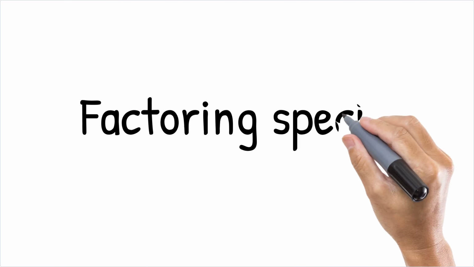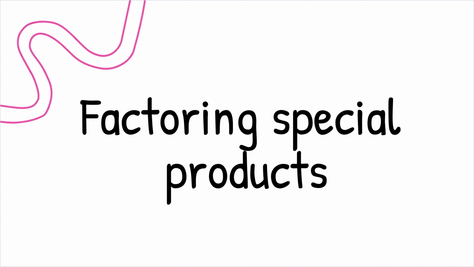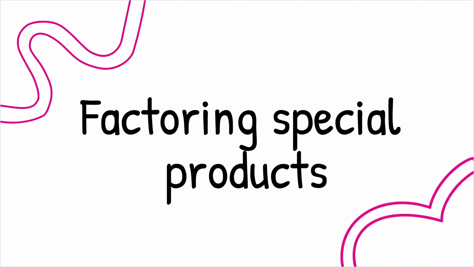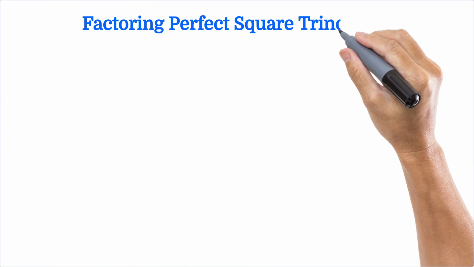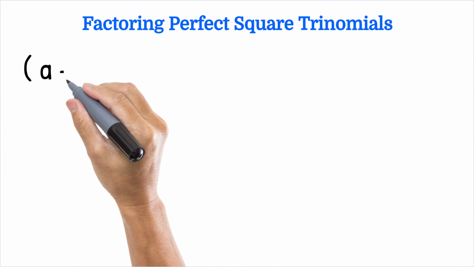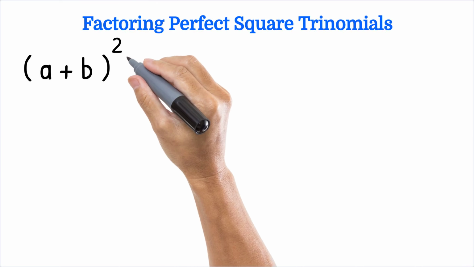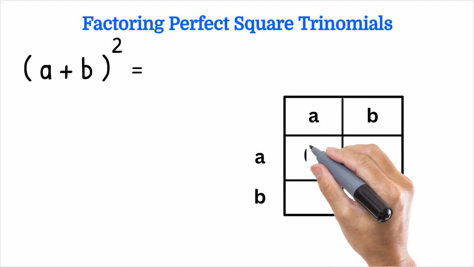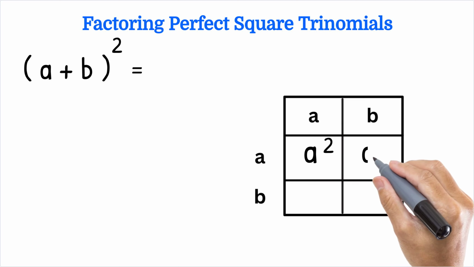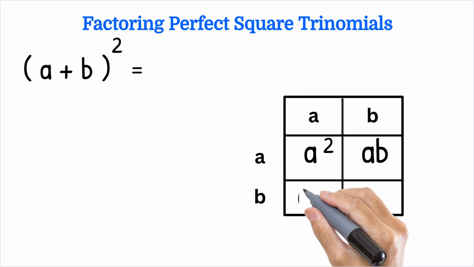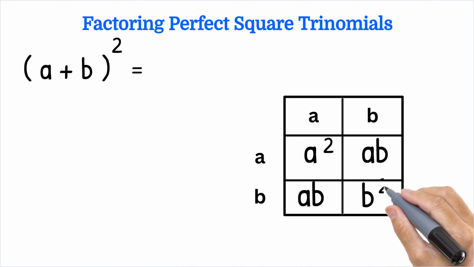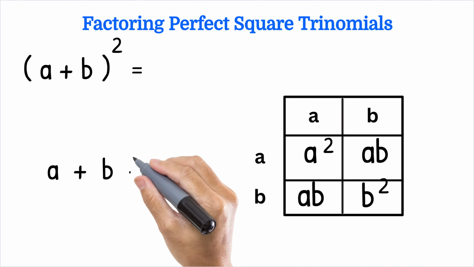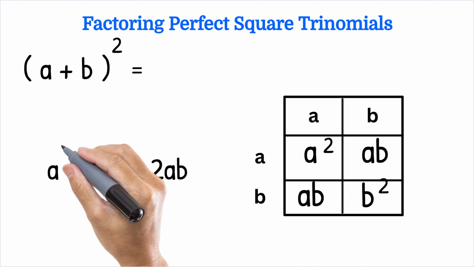Factoring special products. Factoring perfect square trinomials. Formula: a plus b whole square. Use the FOIL method to multiply. A times a is a square. A times b is ab. B times a is ab. B times b is b square, which adds up to a square plus b square plus 2ab.